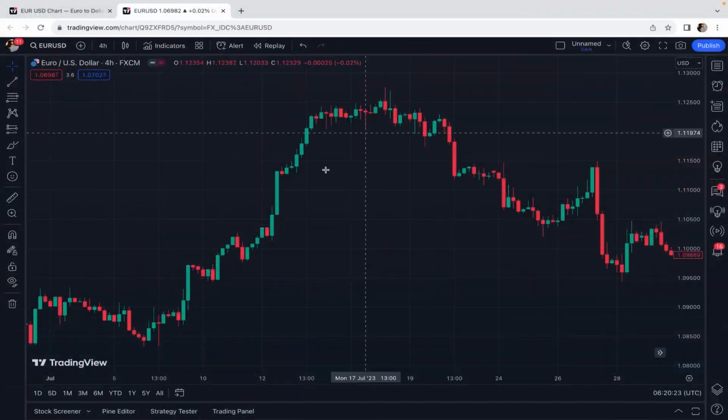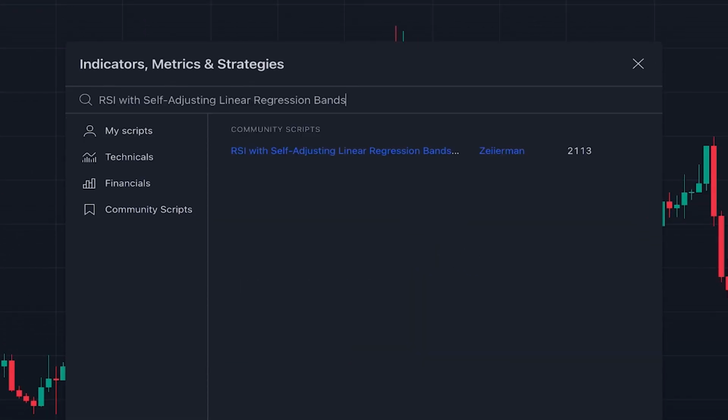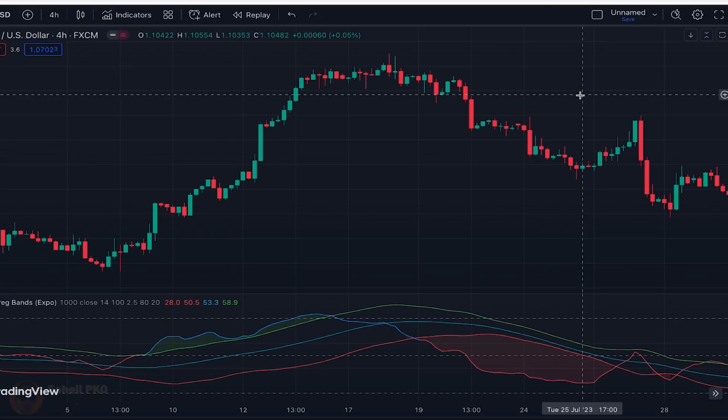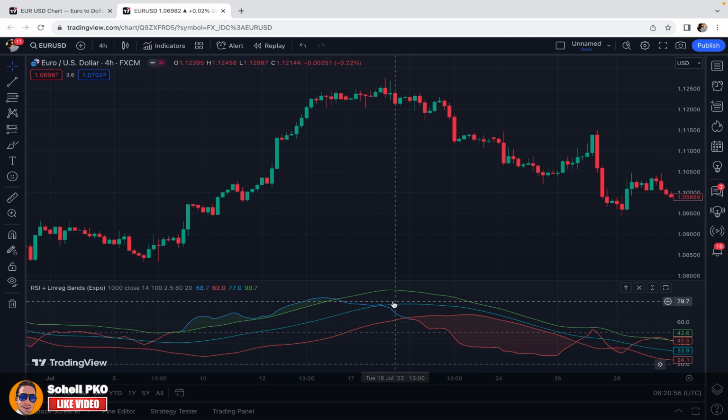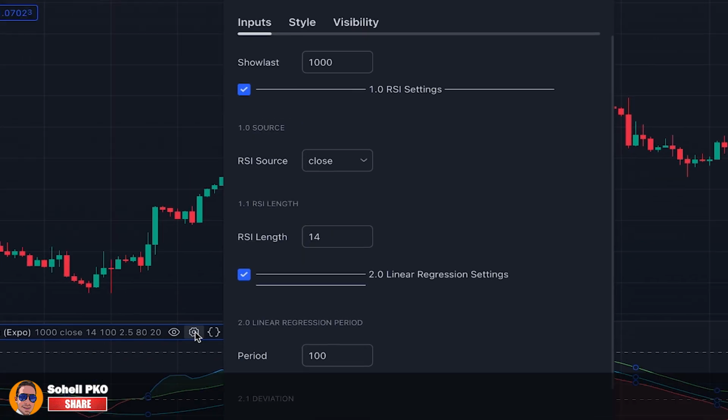Alright, to add this amazing indicator to our chart, here we click on indicators and we search RSI with self-adjusting linear regression bands. This one, which is written by Zierman. Alright, this is the indicator, and before I start explaining its components, let me change its settings so it will be more clear on our chart.